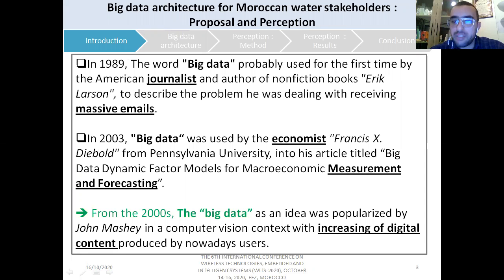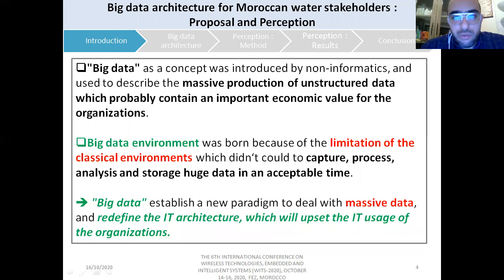Big data did not first appear in computer science references, but it seems to have been used by the economist Francis Diebold from Pennsylvania University in 2003 in his article titled Big Data Dynamic Factor Models for Macroeconomic Measurement and Forecasting. Also, big data as an idea was popularized from the 2000s by John Mashey in a computer vision context, with the increasing digital content produced by nowadays users. We can conclude that big data as a concept was introduced by non-informatics people and used to describe the massive production of unstructured data, which probably contains an important economic value for organizations.